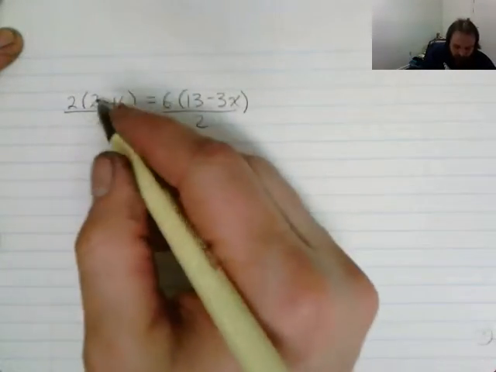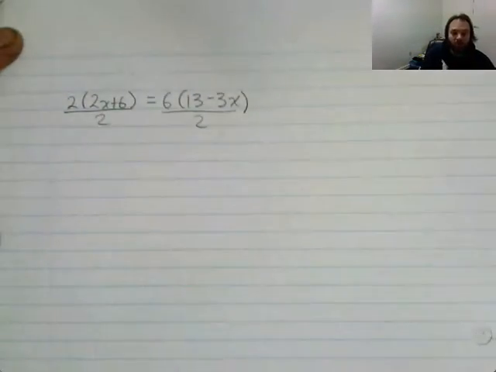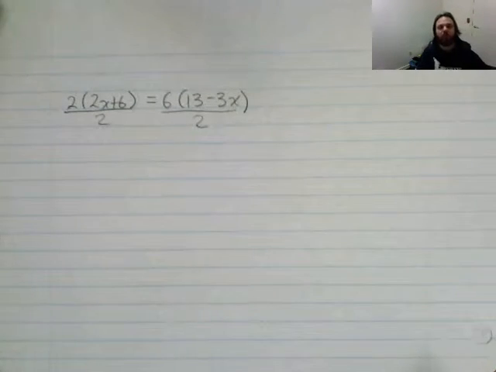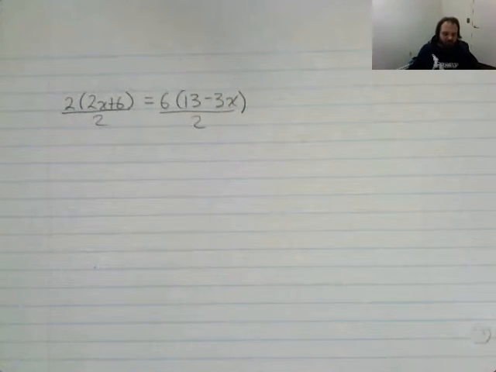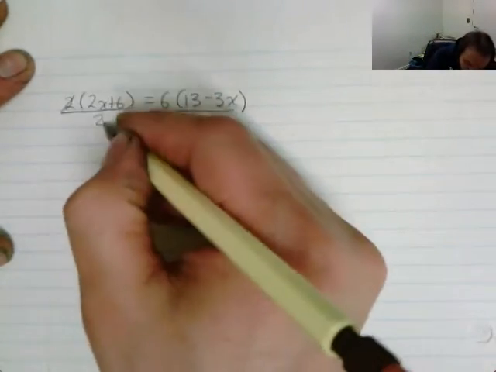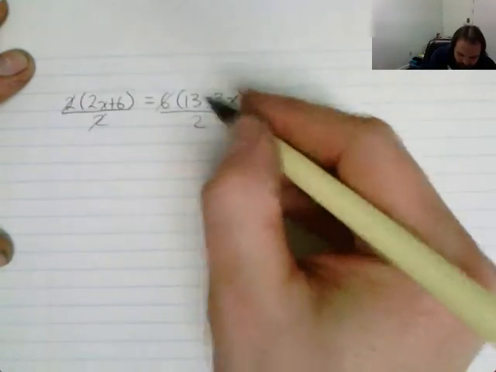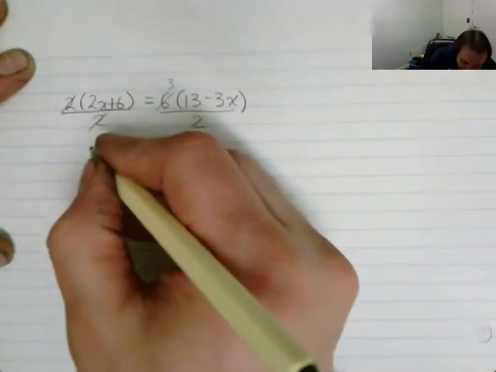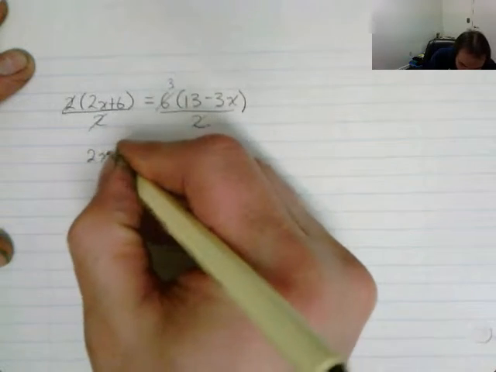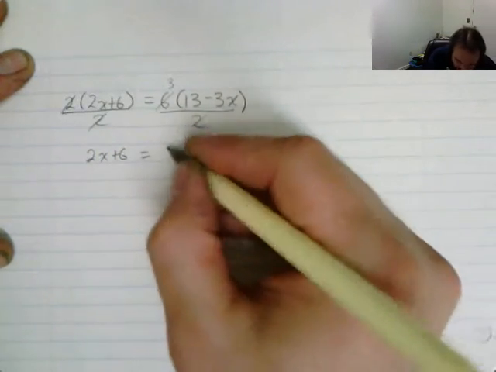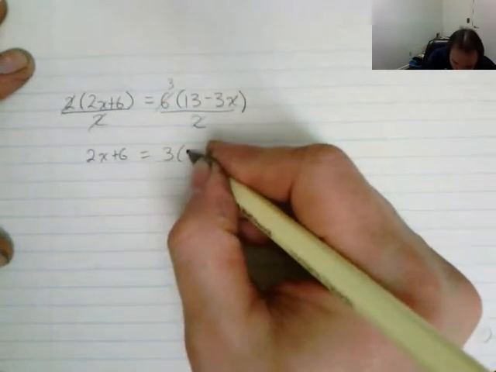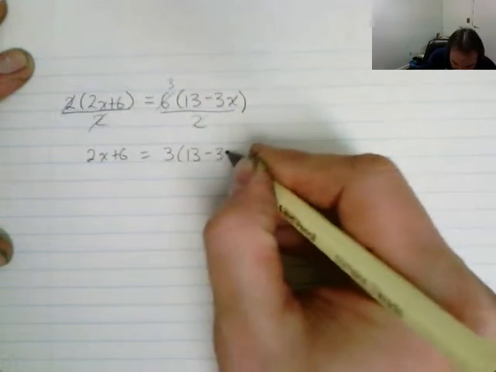And that allows me, so I don't have to use the distributive property on this side, and I'm only using the distributive property on one side. It's a neat little trick to kind of half your work a bit there. So these 2's are going to cancel out, because 2 divided by 2 is 1, and 6 divided by 2 is 3. So I am left with 2x plus 6 is equal to 3 multiplied by 13 minus 3x.